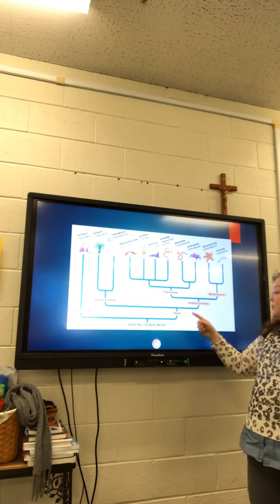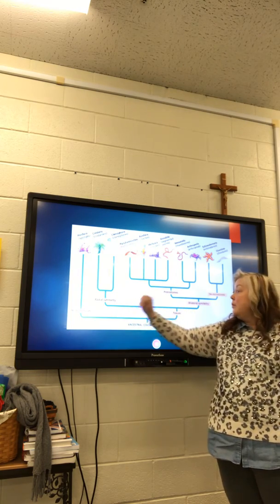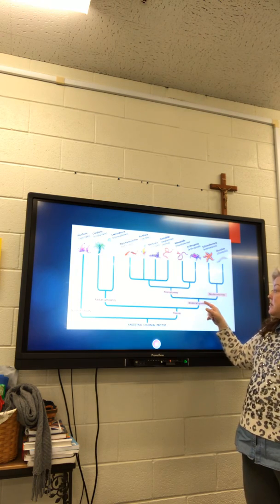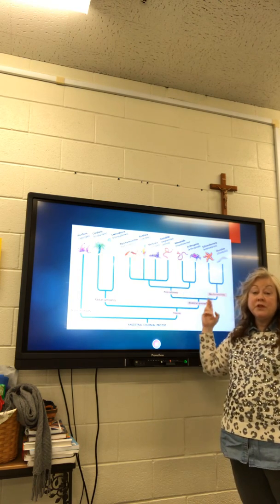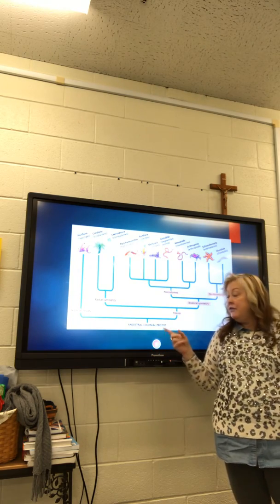And then, of course, you have animals with tissues. So this branches off to animals having radial symmetry versus animals having bilateral symmetry. And then the bilateral symmetry branches off into protostomes versus deuterostomes. If you don't remember the meaning of those words, we're going to go over it in a few sections.